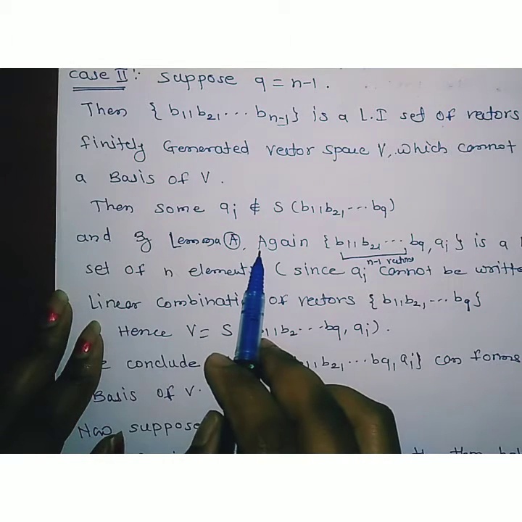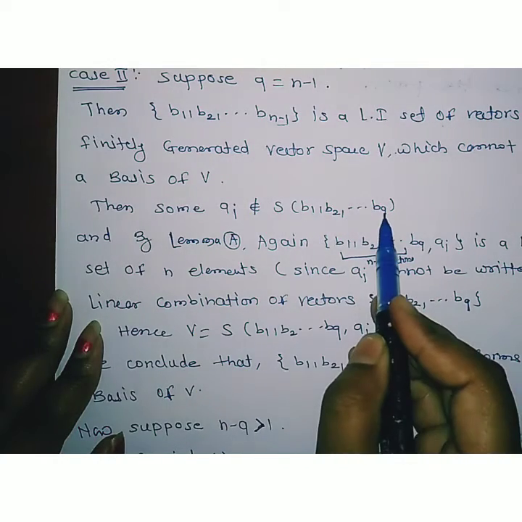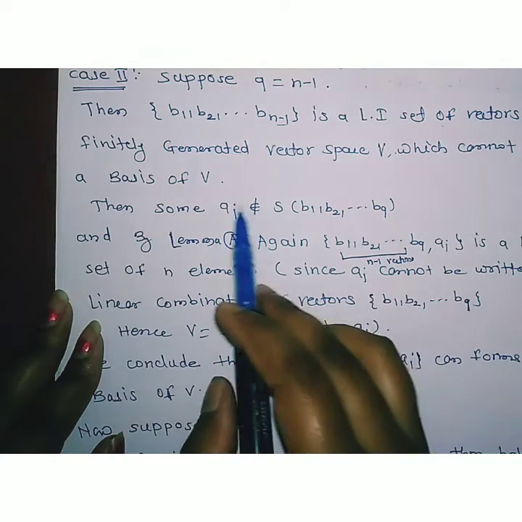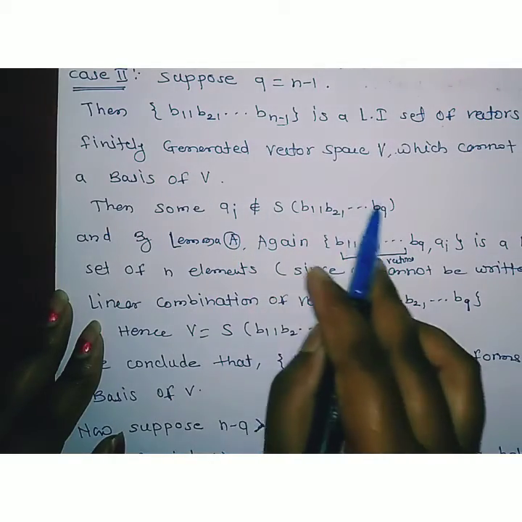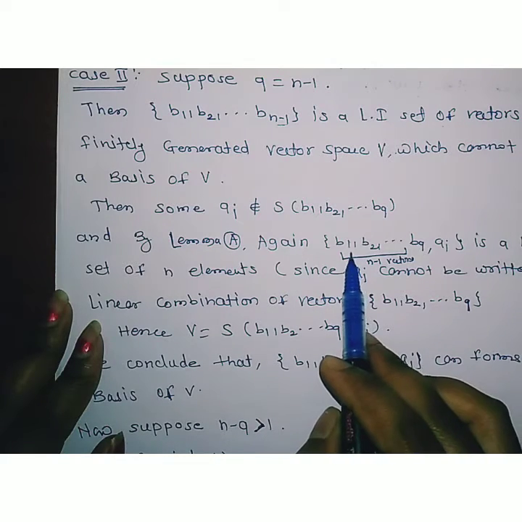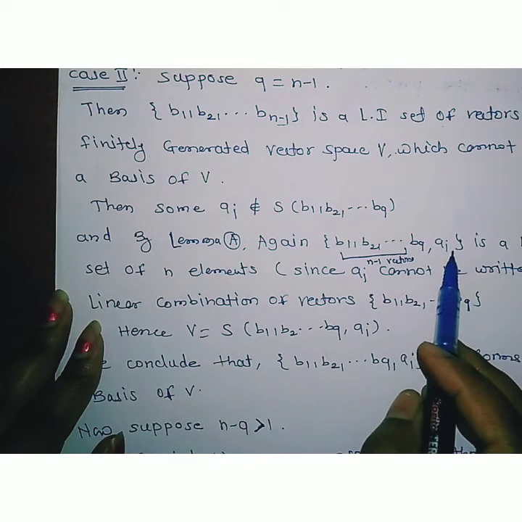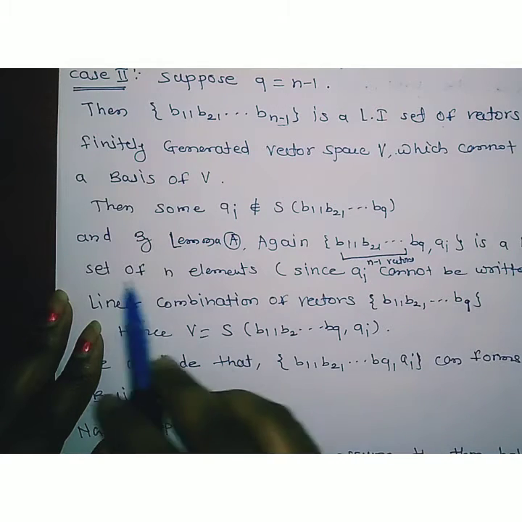Now by lemma A: if ai does not belong to the span of b1, b2, bq, and this set is linearly independent, then the addition of this vector to that set is also linearly independent. Therefore the set b1, b2, bq, and ai, when ai is added to that set, is a linearly independent set of n vectors.